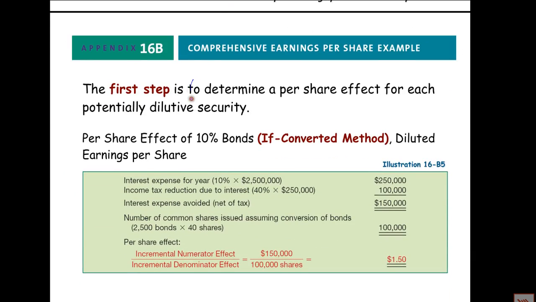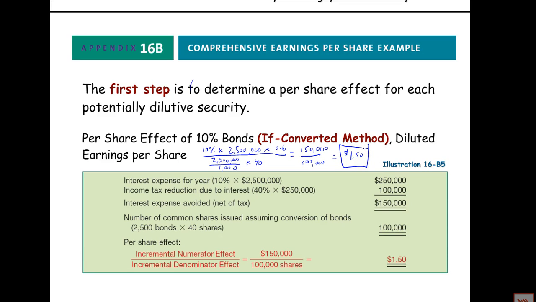Here's the 10% bond, and you can look at this slide at your leisure. I am going to just crank this out because you should really get it done this fast. 2.5 million divided by 1,000 times 40. It's going to be 150,000 divided by 100,000. Per share effect is $1.50, but once again, good to have the numerator and denominator handy.